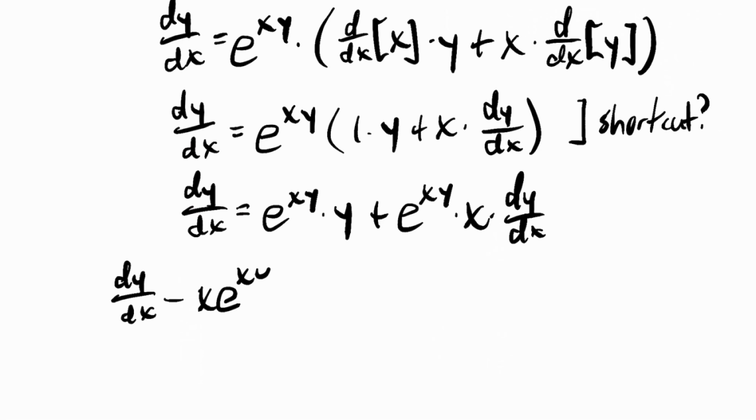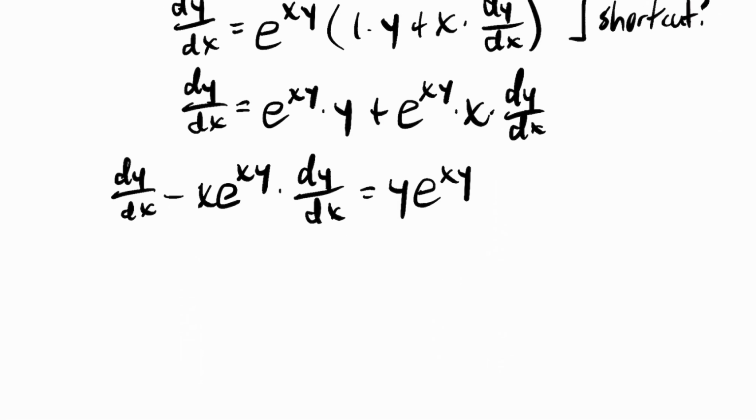times dy dx, and as well I will change the order of these two factors. I'm going to put the y first. So y e to the xy power. Okay. Now, much like we did in the previous video, I have to factor out the common factor.